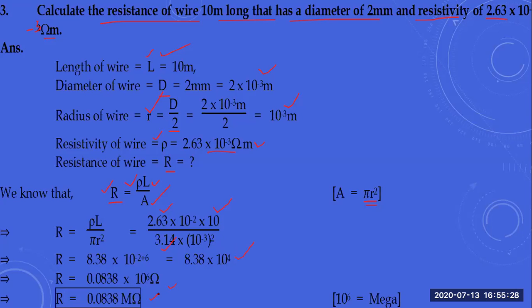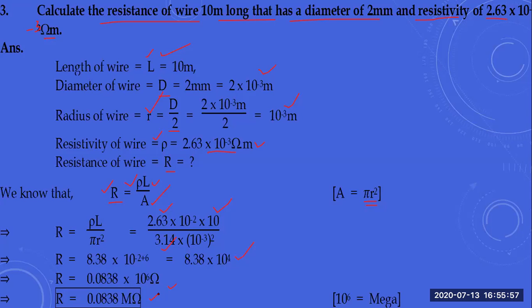So if you look at what you need to calculate, you have to go through the given values: the length, the radius, the diameter. You use the diameter to calculate the radius, put in the value, and calculate the area of the wire, which is a cylindrical shape, pi r squared, that is number 2. Number 3, the resistivity of the wire, which is already given.